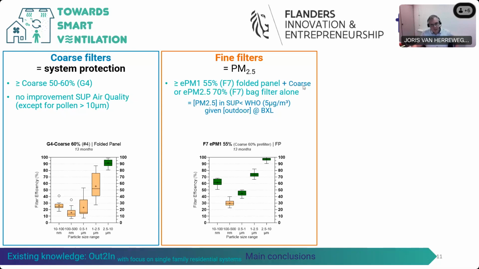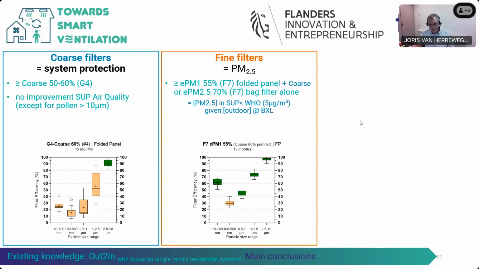Besides, we also tested fine filters, and if you look at the graph, you already see that these filters are more efficient than a general coarse filter. And we also found that an EPM 1 55% folded panel filter or an EPM 2.5 70%, both belonging to the old F7 class of filters, are capable of reducing the PM 2.5 concentration in the supply air below the guide value of the World Health Organization, given the outdoor concentration in a city environment such as Brussels.